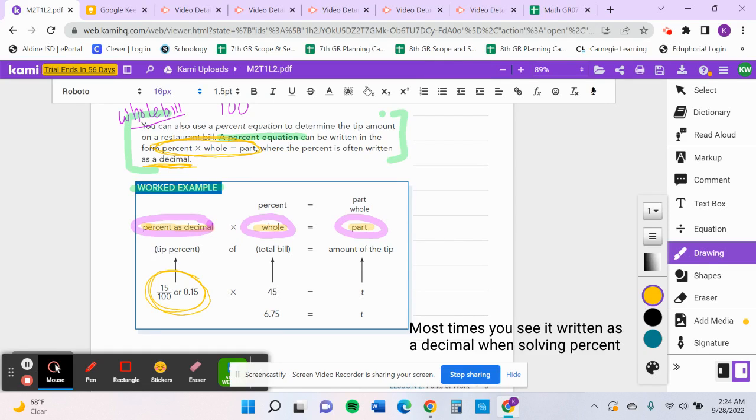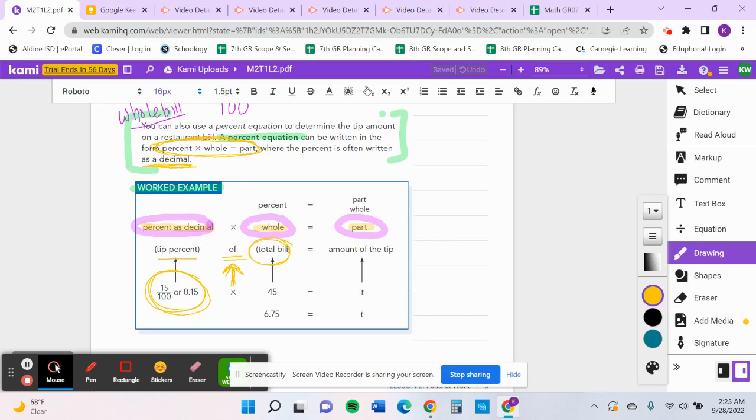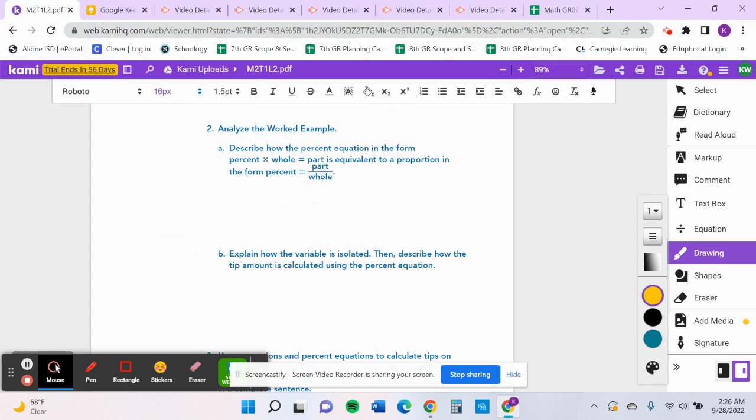And then one way that this percent equation can be read is the tip, or 15% of the total bill, because of means to multiply, from taking a portion of something. So 15% of the total bill will equal the amount to tip. Moving on to question number 2.